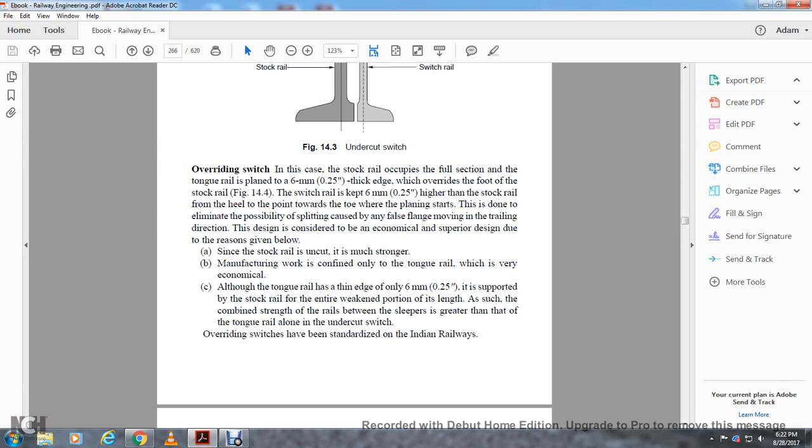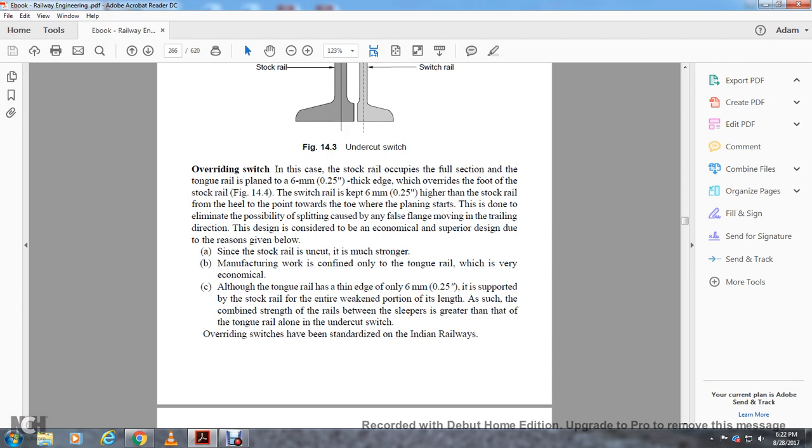The planing starts from the heel toward the toe. This is done to eliminate the possibility of splitting the tongue by any false flanges moving in the trailing direction. This is considered the economically superior design for the reasons given below. Since the stock rail is uncut, it is much stronger. The machining work is confined to the tongue rail, which is very economical. Although the tongue rail has a thin edge of only 6 millimeters or quarter inch, it is supported by the stock rail along the entire weakened portion of the length.